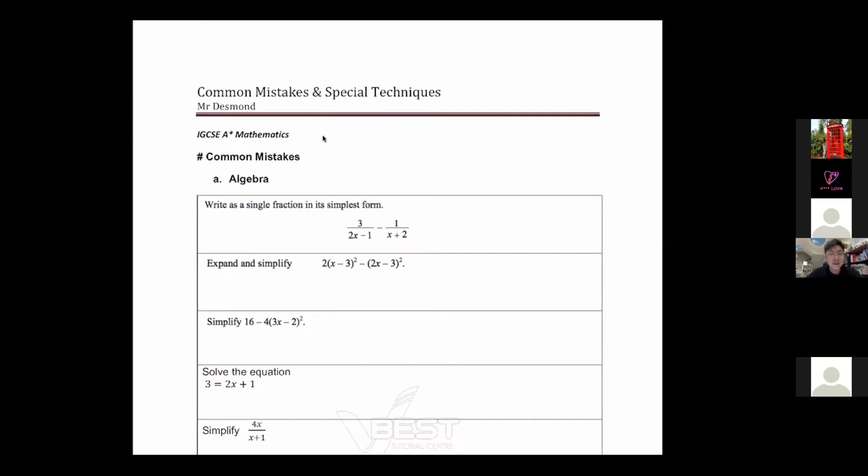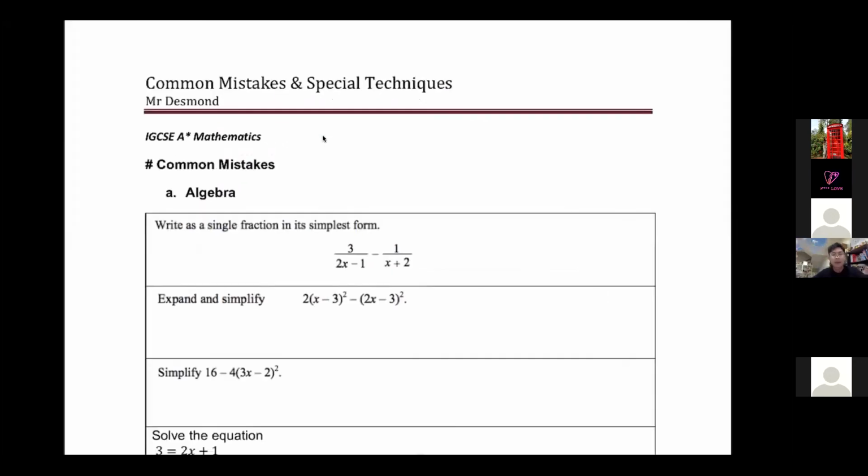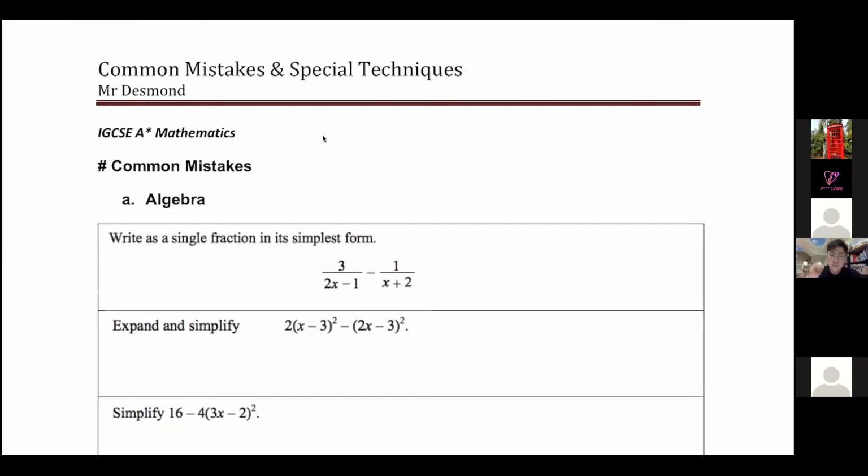So now let's look at this part. What are the common mistakes we usually make? Guys, paper 2 is a very simple paper to go through, am I right? It's a very easy paper to score. But the problem with paper 2 students is the common mistakes.